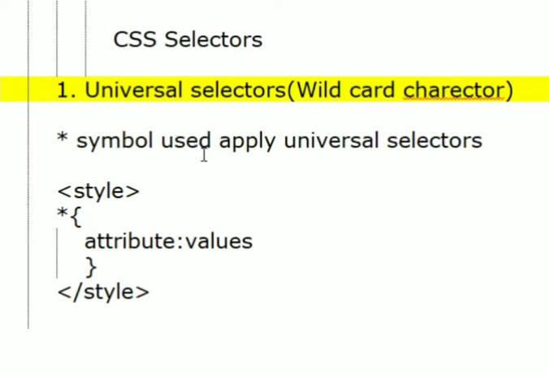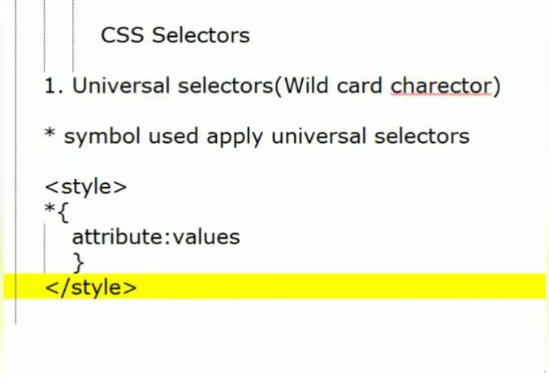The star symbol is used to apply the universal selector, which means you can apply different properties to all elements of an HTML page. Whatever elements you have used in an HTML page, the same CSS style will be applied to all of them. These selectors are written using internal CSS style, which we have already learned in previous videos. If you don't know, you can watch my previous video.